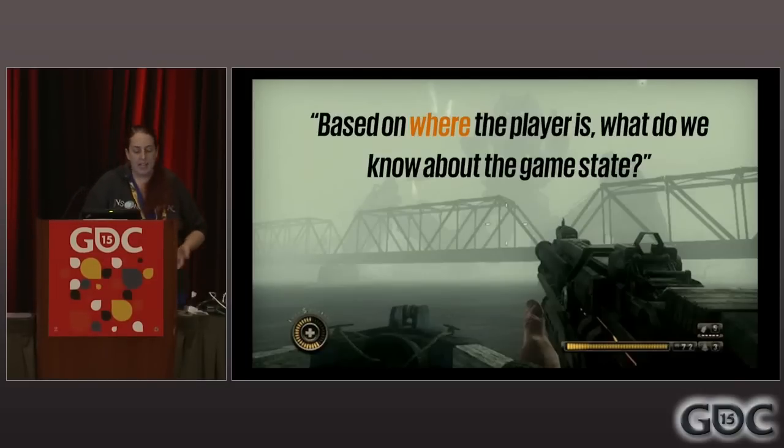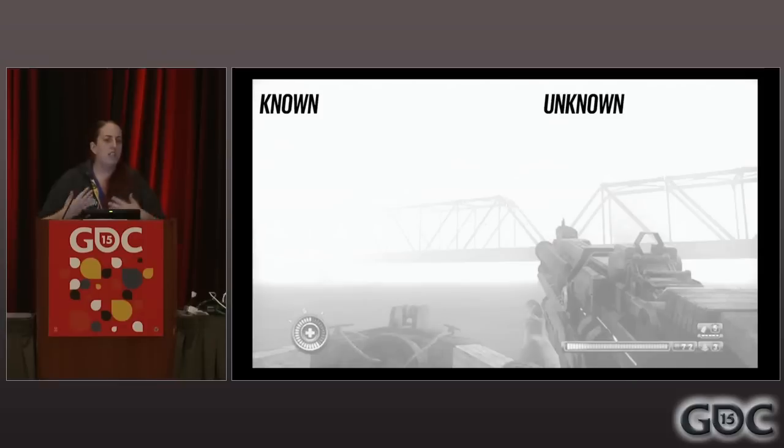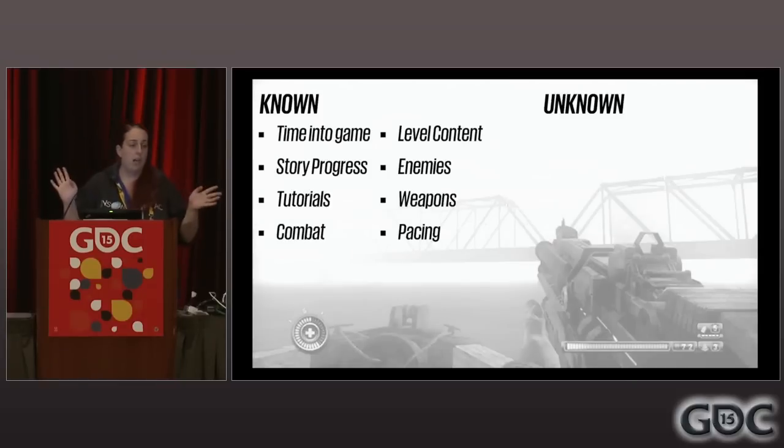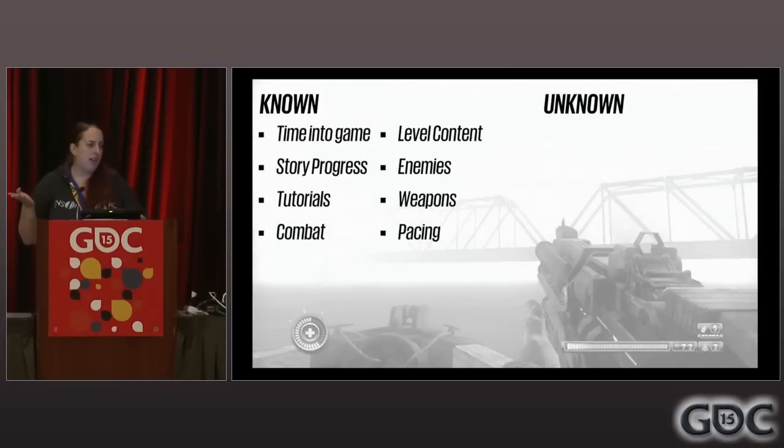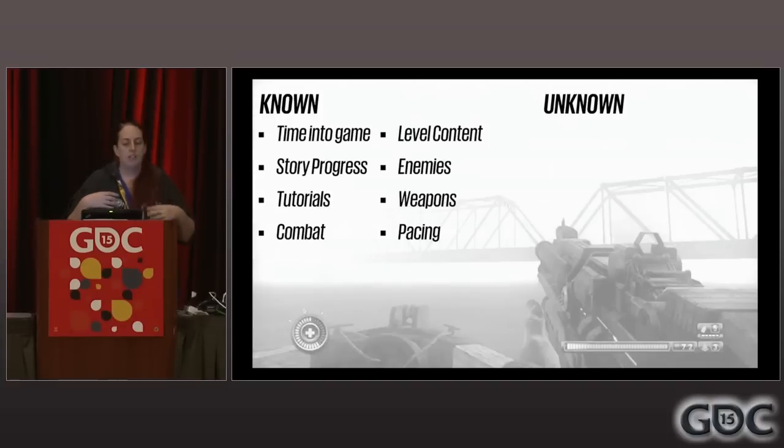In the case of Resistance 3, which is a linear game, a deterministic game, I know the player's in the boat level, so we ask what is known and what is unknown. In this case, we know a whole lot about the game. I know that they're probably about 2 hours into the game, at the end of the boat level, so the boat's about to sink, sorry, spoilers. I know which enemies they've met, which weapons they have, which tutorials they've encountered, and where they are in the storyline. There's a whole bunch of stuff I know.